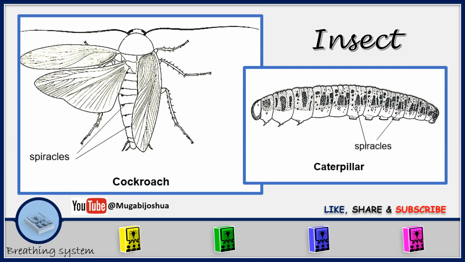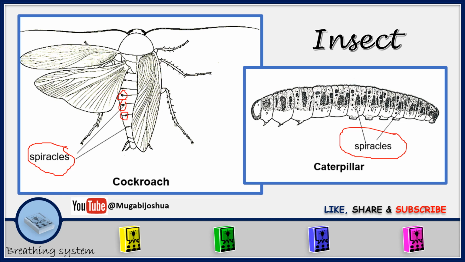We are going to look at insects, and we are going mainly to talk about the breathing in insects. So here we are starting with our major insects, the cockroach and the caterpillar. But what we are mainly interested in here are the spiracles. If you look at the cockroach, you will see the spiracles, those small holes. Those are the spiracles. They are the ones that are also responsible for the breathing in insects.